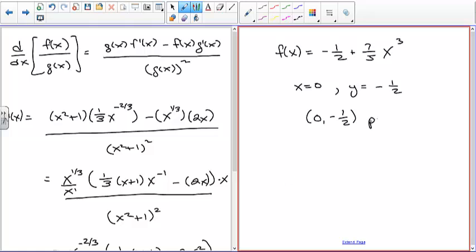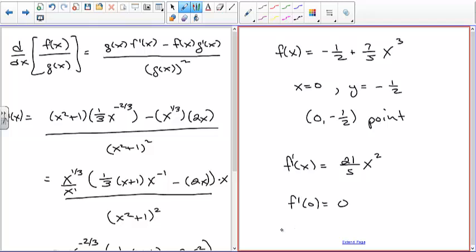What I need now is the slope of the tangent line. So I take the derivative of f. There's f prime of x. So that goes to 0. 3 times 7 is 21, so I get 21/5 x squared. And this one's too easy, but just stick 0 in there. You'll get a slope of 0.